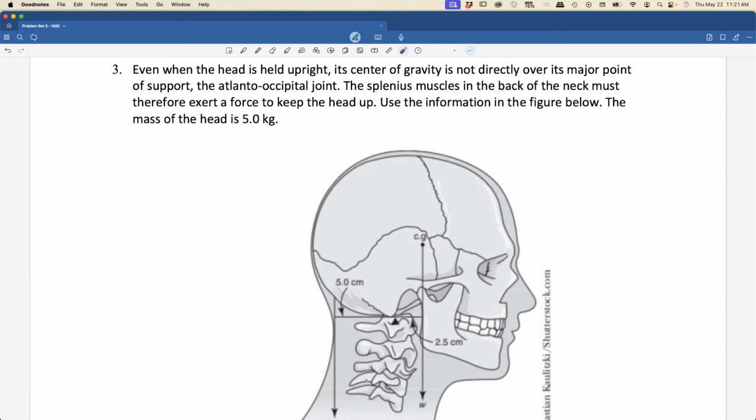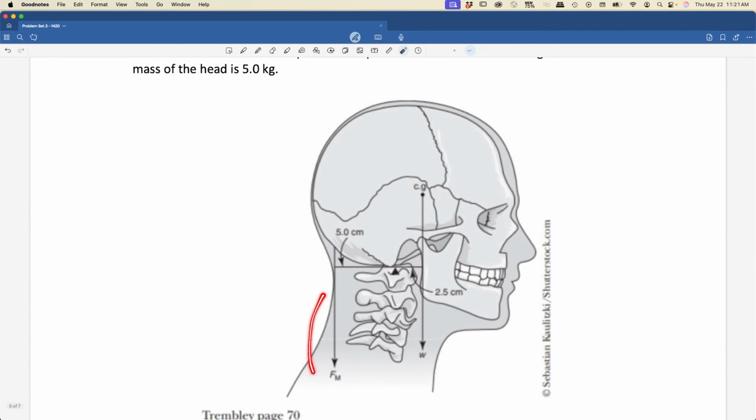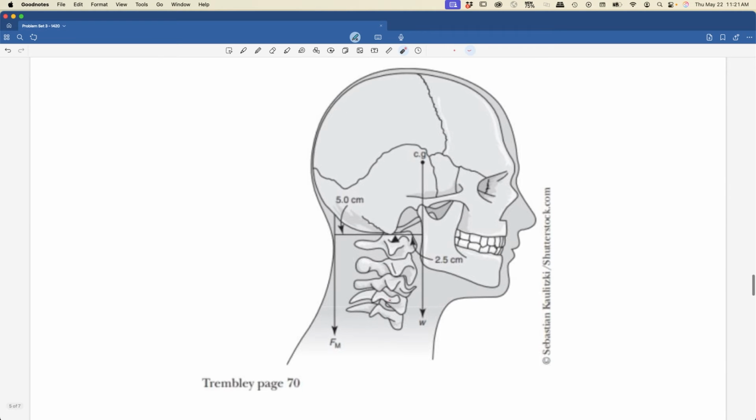Now, to keep it from going down, the splenius muscle in the back of the neck must exert a force, as you can see here, which provides the counterclockwise torque. See that? It keeps it that way. And that balances the weight, creating the clockwise torque. How do you calculate this torque? It is simply the force in the muscle multiplied by this distance, which is the counterclockwise torque. Hope that makes sense. Now let's go to the questions.